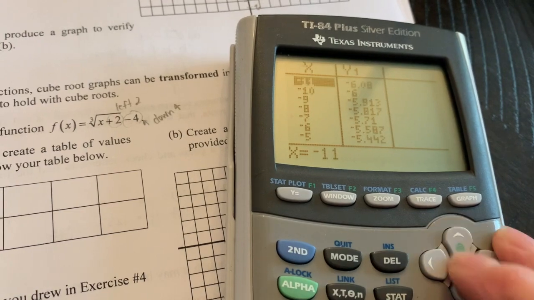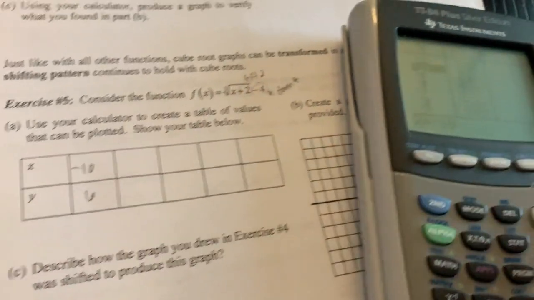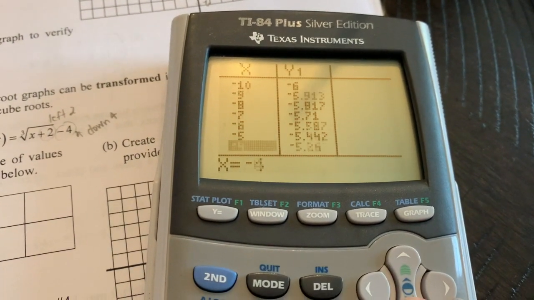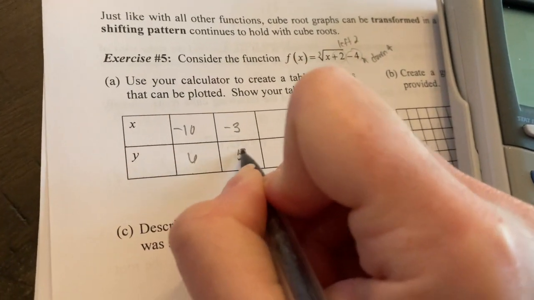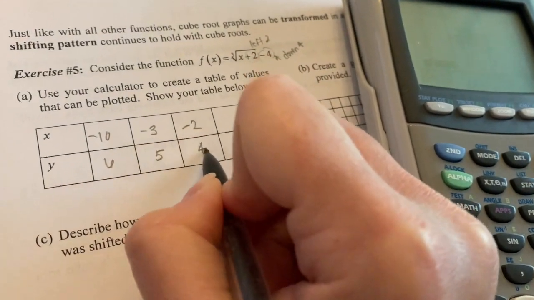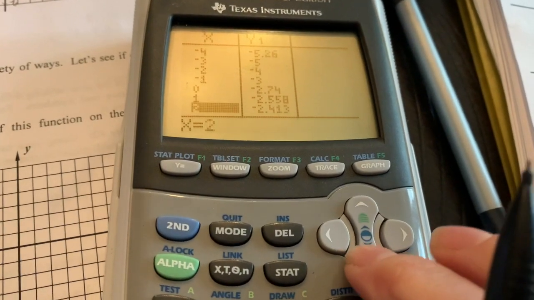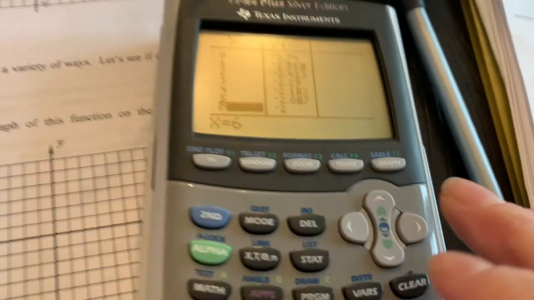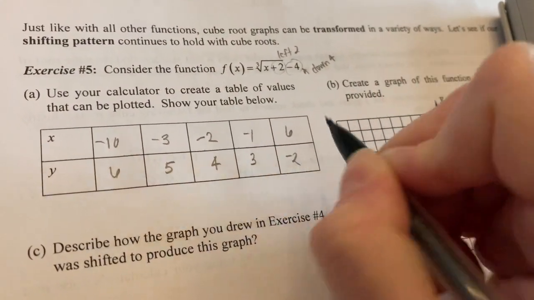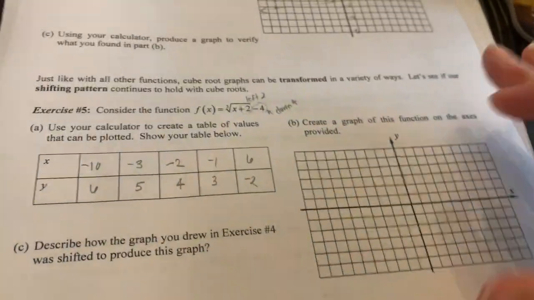So let's see, where could we start? Let's start with negative 10 and negative 6. And now let's find the next whole number value. Oh, right here, negative 3 and negative 5. And then negative 2 and negative 4, that's nice. Negative 1 and negative 3. And let's find the next one. 6 and negative 2. Right, and that should be good. So let's make a graph, take a peek, and see what's happened.